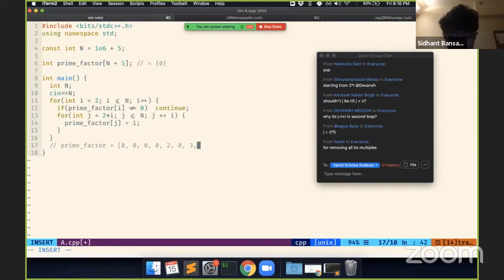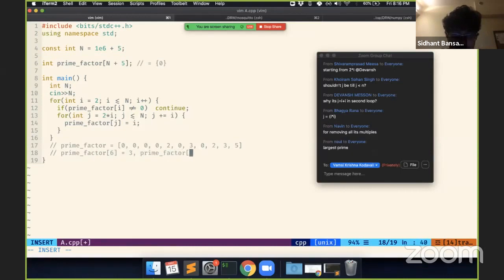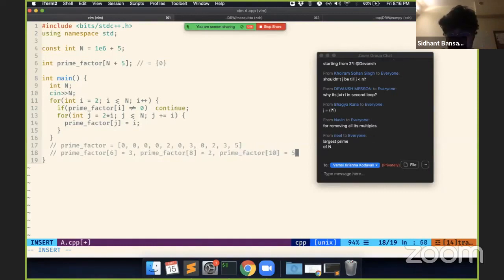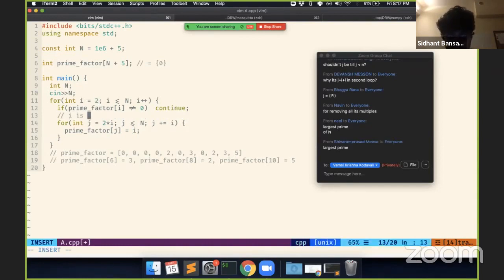Now think about this. Value 7 will be 0. Value 8 will be 2. Value 9 will be 3. Value 10 will be 5. And so on. Carefully think why prime factor of 6 is going to be 3, why prime factor of 8 is going to be 2, why prime factor of 10 is going to be 5. Just think about these. So the idea is whenever you set that i is a prime number, so here i is prime, right?